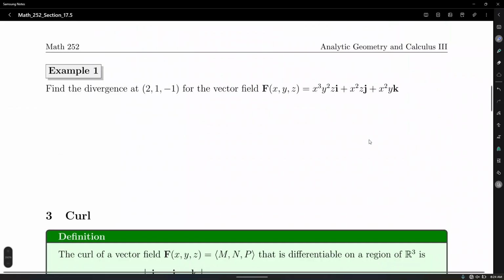One example is more than enough. We're going to need to do 17 examples about divergence. Okay, so find the divergence at the point 2, 1, negative 1 for the vector field given by f equals all that madness here. All right? Okay, how do we calculate the divergence?